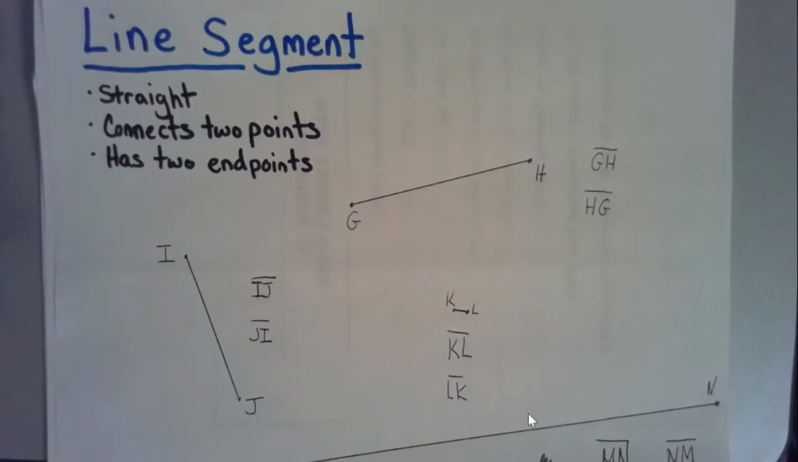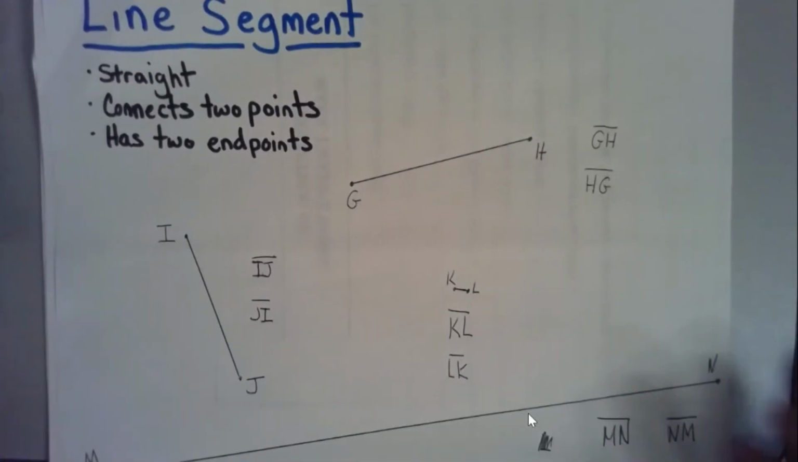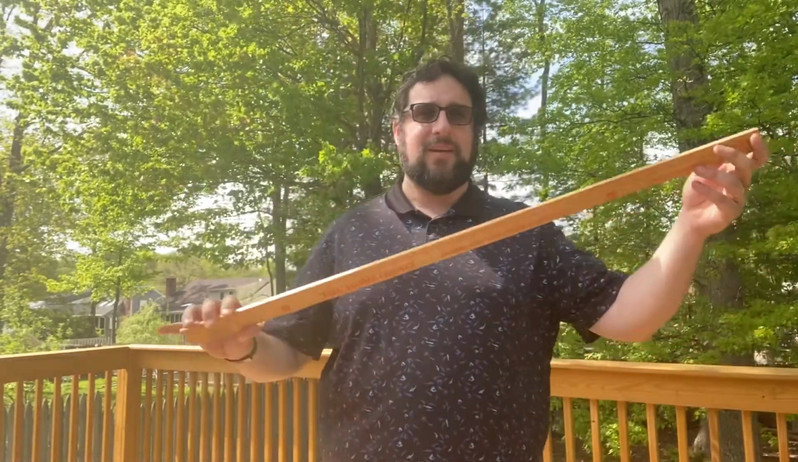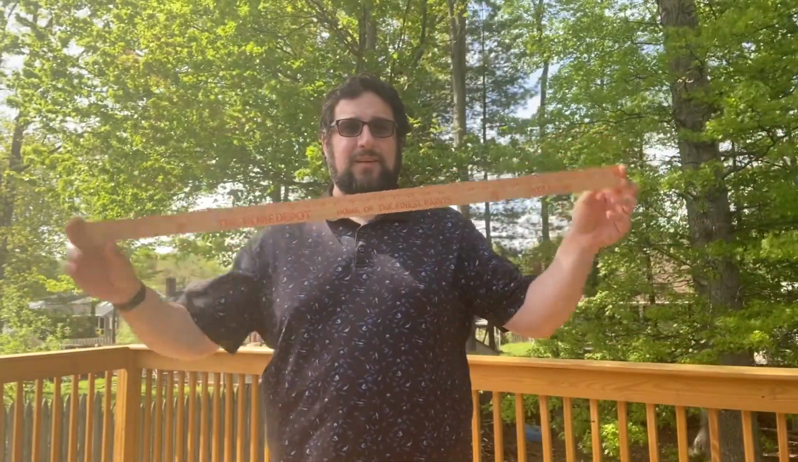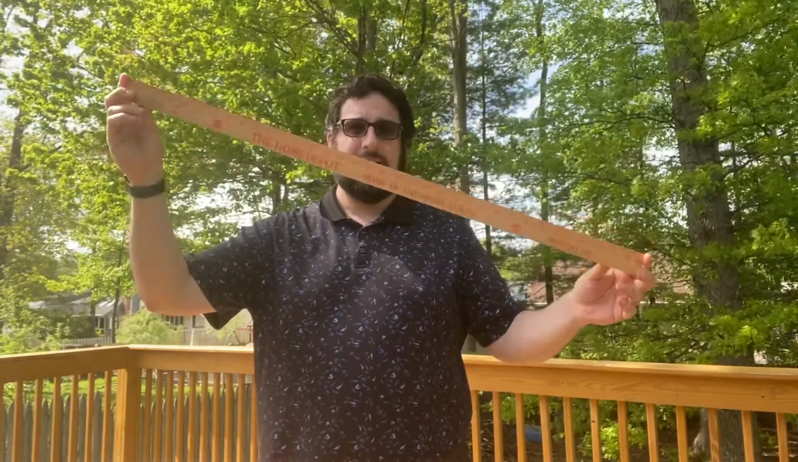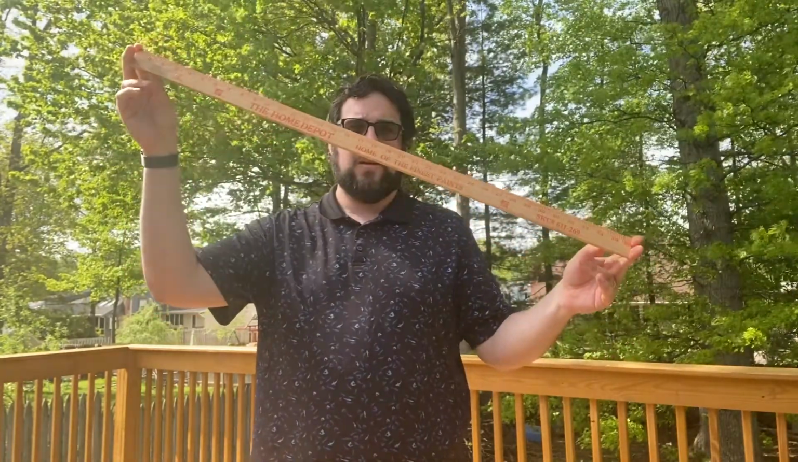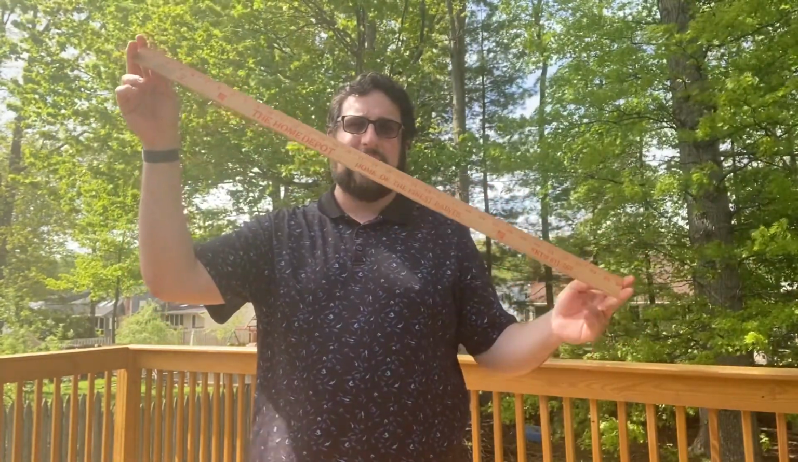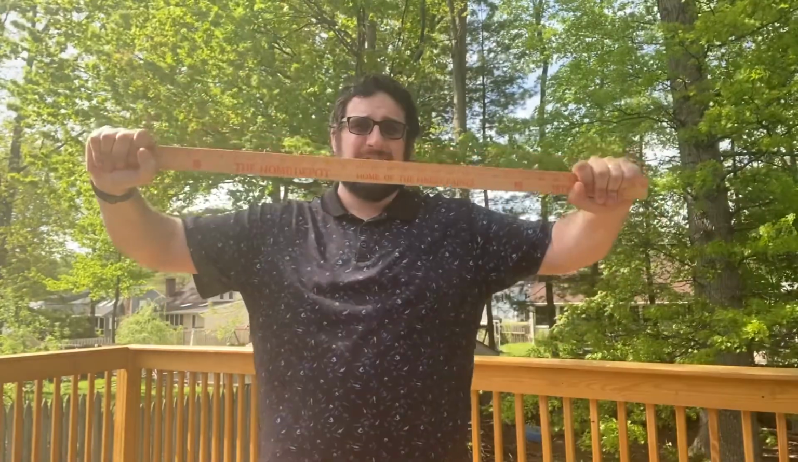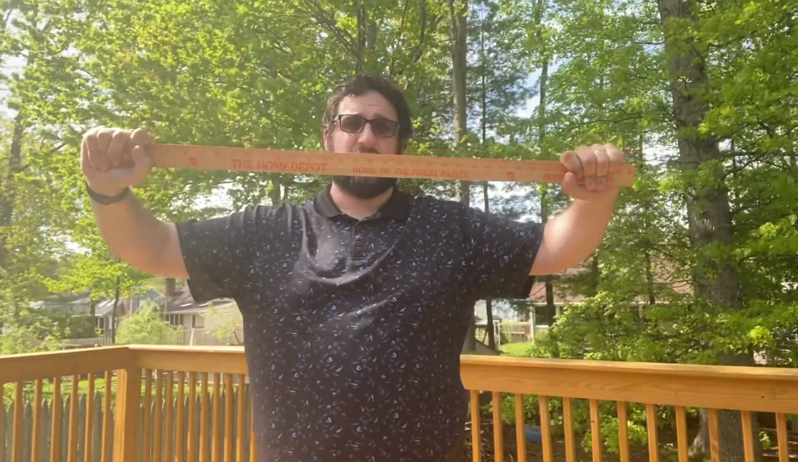And believe it or not, line segments are really common to spot in the real world. Let's take a look at some real-world examples of line segments. Here's one good example here. I've got a yardstick. You'll notice that it's straight, that it goes from one point to another point, so it has a beginning and an end, and I can't really bend it. It is perfectly straight. This is a line segment.